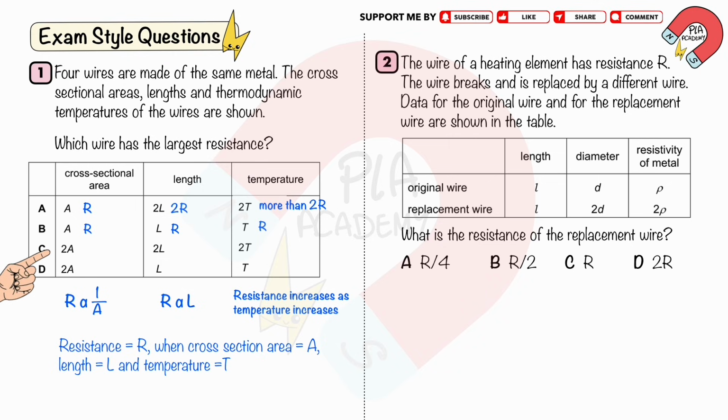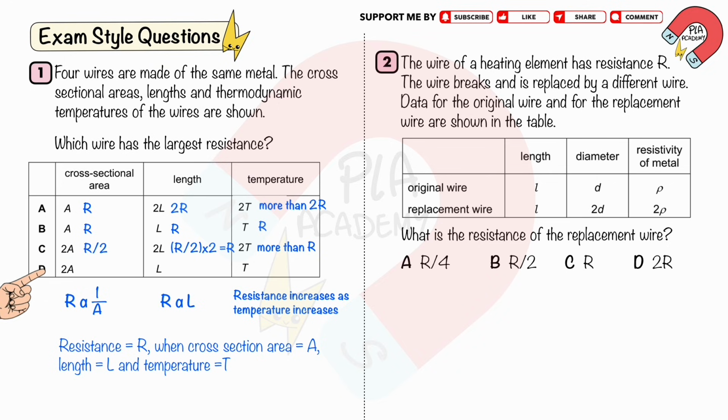Choice C. The cross-section area increases 2 times, so the resistance decreases 2 times, becoming half of R. The length increases 2 times, so the resistance increases 2 times, becoming 2 times half of R equals R. The temperature increases 2 times, so the resistance increases more than R.